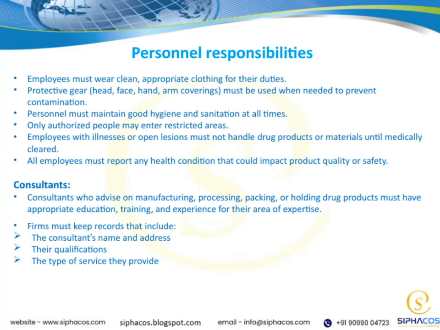Let's talk about some key responsibilities for our personnel to maintain a safe and compliant environment. First, employees must wear clean, appropriate clothing for their duties. This helps prevent contamination and keeps our manufacturing area hygienic. When necessary, protective gear like head coverings, face masks, gloves, or arm coverings must be used to further reduce any risk of contamination. It's also essential that everyone maintains good hygiene and sanitation at all times. This is fundamental to ensuring product safety and quality.